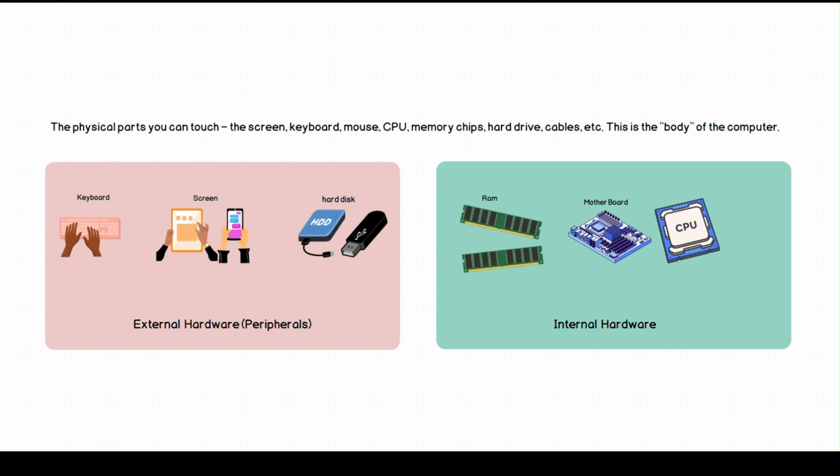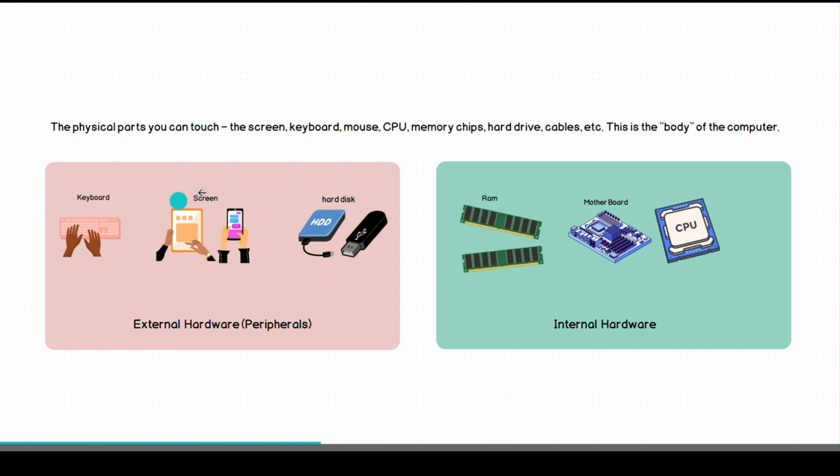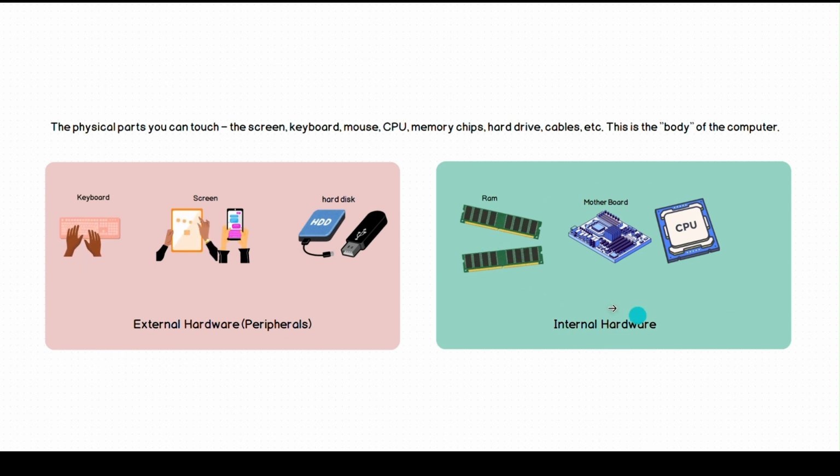What it means is that the external hardware, they are the things outside the computer, okay? And then the internal hardware is looking at the things inside the computer. So that is the key difference you have to get when you talk of hardware. We have two main types of hardware, the external hardware and then the internal hardware.